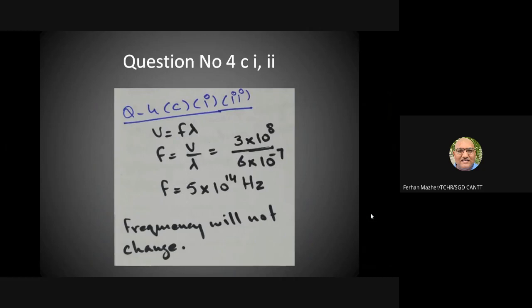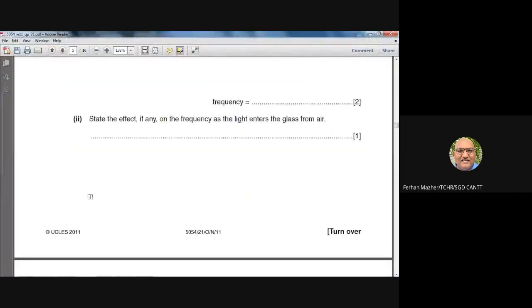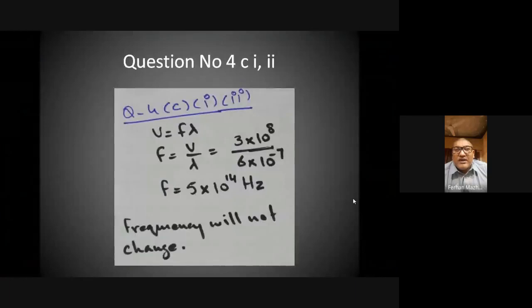So this is that part, and then in the next part he asked a very important question. He says, state the effect, if any, on the frequency as the light enters the glass from air. You know, when the light enters from glass into air or from air into glass, no matter what the mediums are, when the light enters from one medium into another medium, the one thing which does not change is the frequency. The frequency of the light will not change.